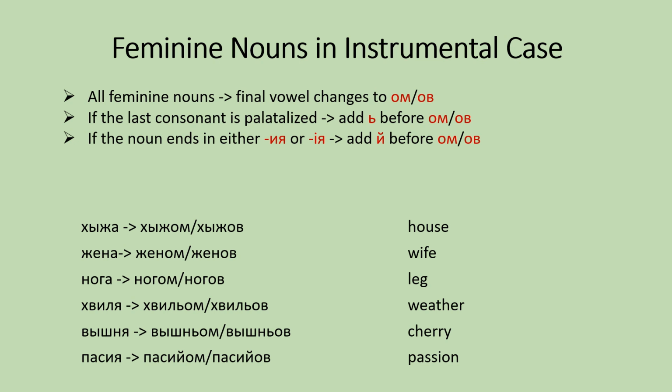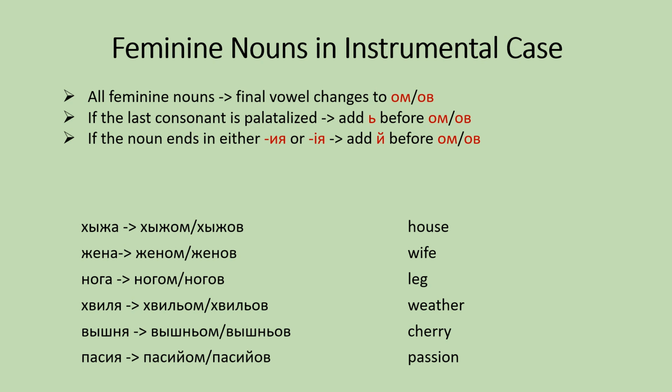Hža, meaning house, becomes hžom, or alternatively, hžo. Žena, meaning wife, becomes ženom, or alternatively, ženo. Noha, meaning leg, becomes nohom, or alternatively, noho.